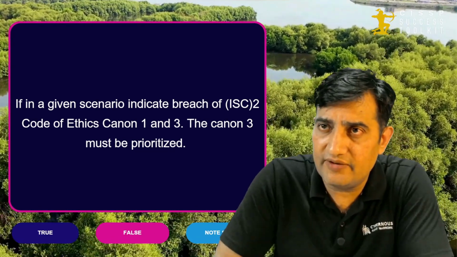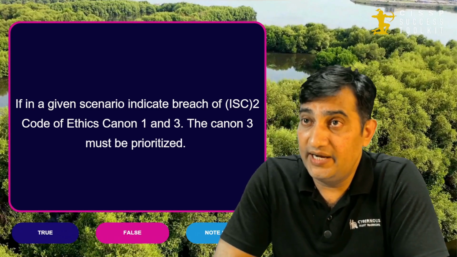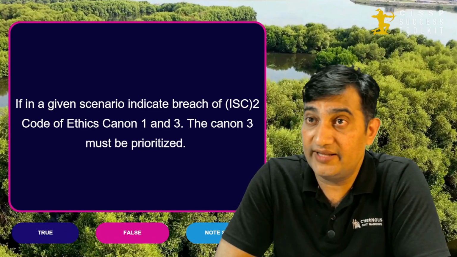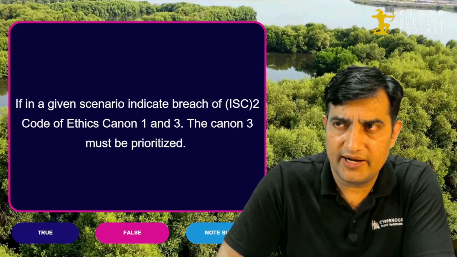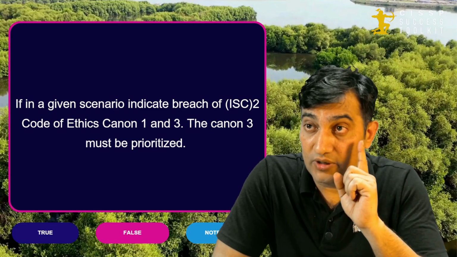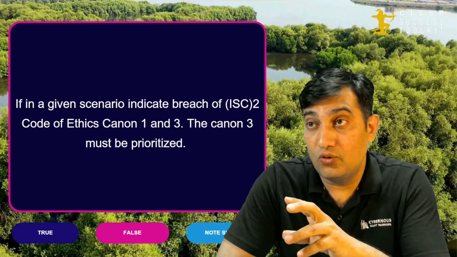This question says, if a given scenario indicates a breach of ISC2 Code of Ethics canon number 1 and 3, the canon number 3 must be prioritized. So number 1 is for the social good, number 3 is for the profession. Which one should you follow?